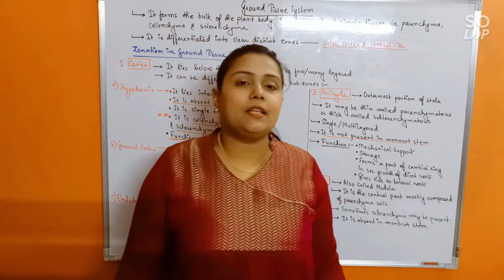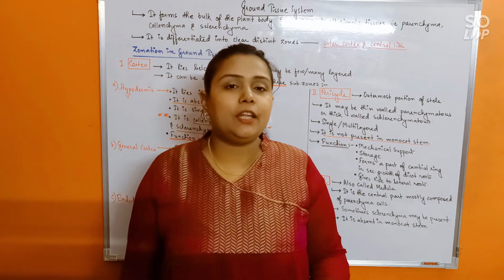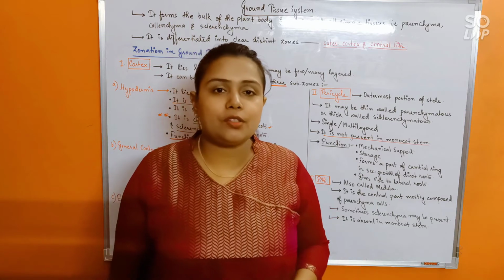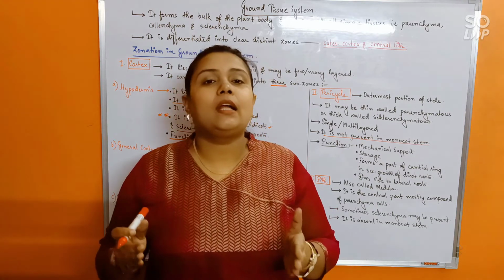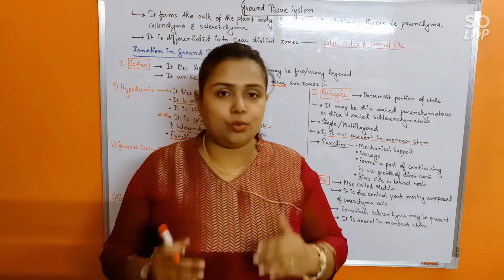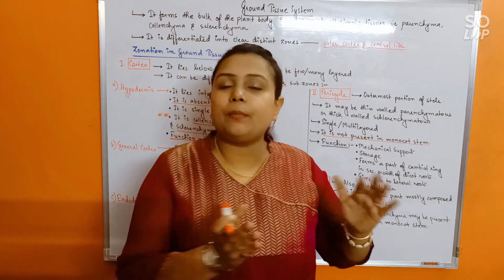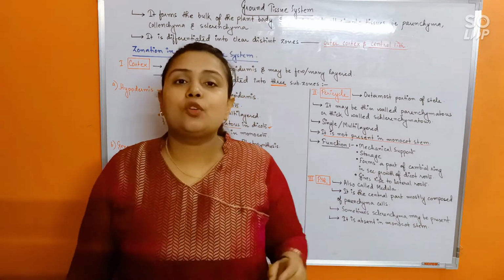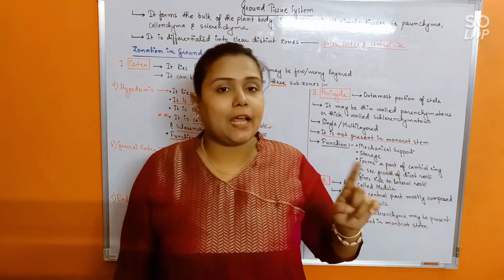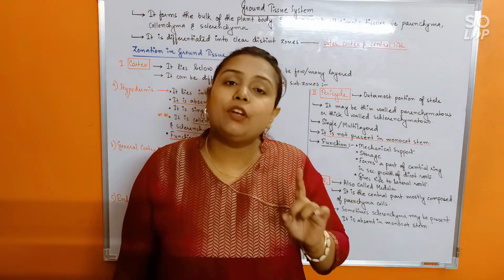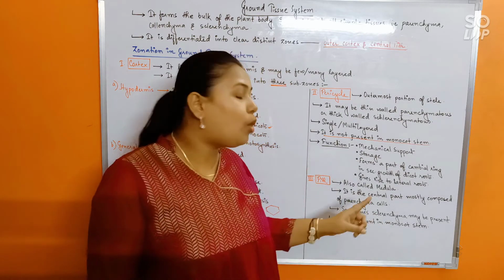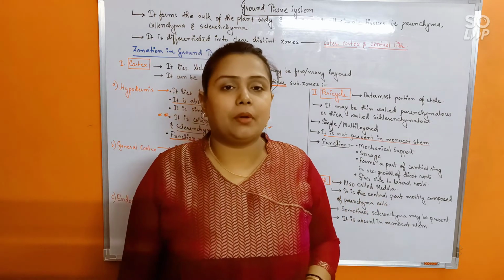Because we are discussing anatomy of flowering plants, mainly we are discussing dicots and monocots. So while we are discussing anatomy, we are going to discuss dicot stem, dicot root anatomy, monocot stem and monocot root anatomy. Pith will be present in dicot root and stem, and monocot root also. It will not be present in monocot stem. That's what you need to remember.